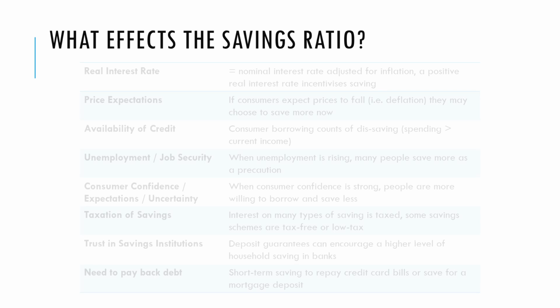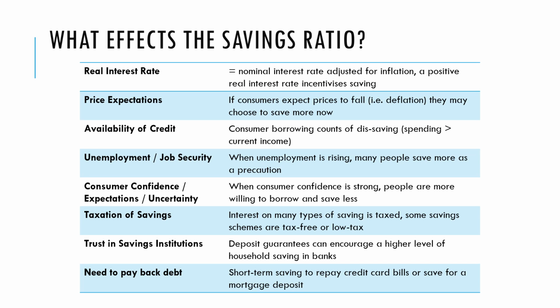What might affect the saving ratio? Well, the real interest rate, the interest rate compared to the rate of inflation. So if the interest rate is outstripping the rate of inflation, there's a positive real interest rate, then there might be an incentive to increase savings. Price expectations. If consumers expect prices to fall, deflation, they may choose to save now and buy later. The availability of credit, so consumer borrowing, which is really dissaving, taking out loans, will affect the savings ratio.